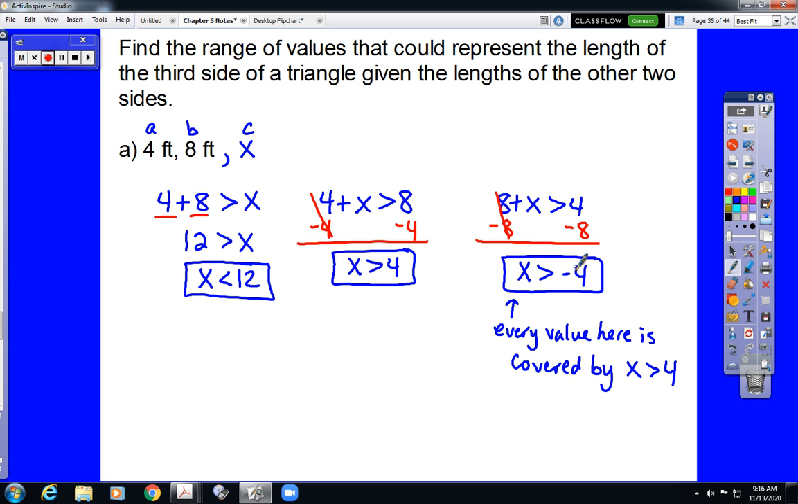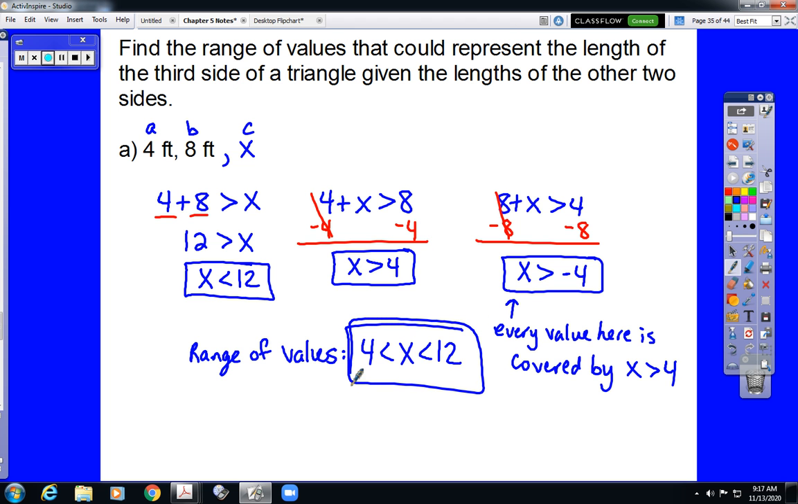So essentially what we're looking at is a range of values that says x has to be greater than 4 and it has to be less than 12. So when we write that, we write it as a range of values, 4 to 12 would be our final answer. And in theory, since we were given units, we should probably include units. 4 feet and 12 feet. Any value between 4 and 12 feet would work.